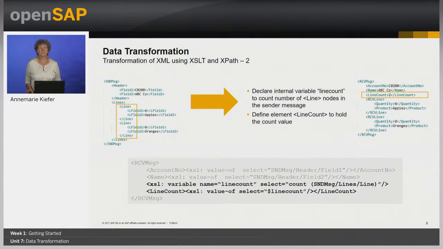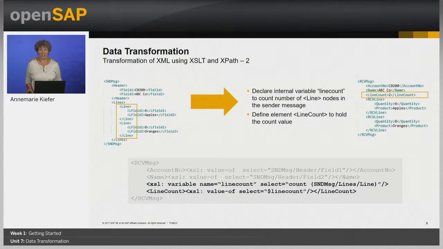We use the if test XSL statement to make sure there are line nodes in the sender message. Note that if you use the greater than character as greater than, you must use the annotation &GT. Otherwise, the XML parser will interpret this as an element tag, and you will get an error. Then we use the XSL for each statement to select and loop through the line nodes in the sender message using XPath to navigate to the line node.